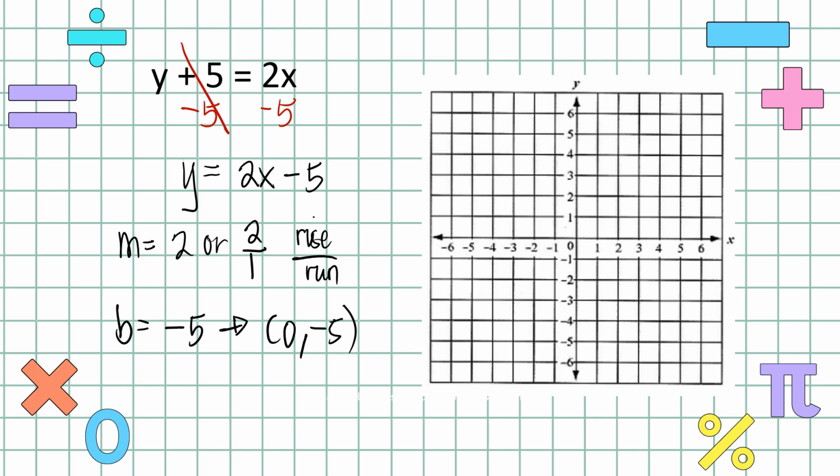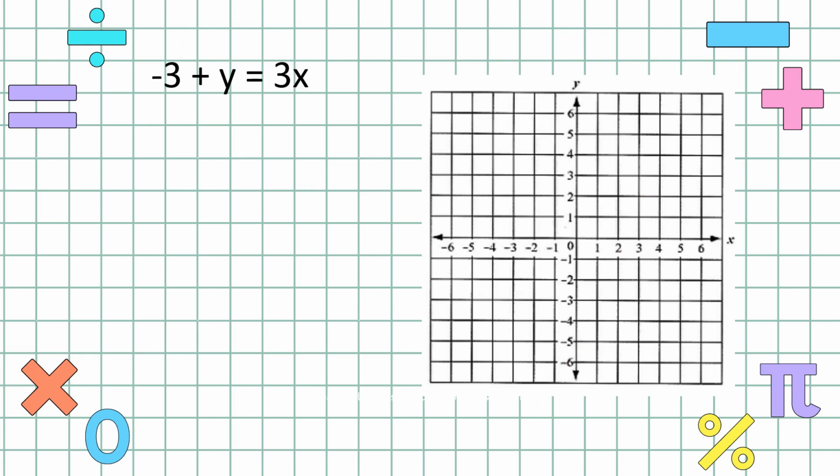Now let's plot the y-intercept first, and here's our y-intercept. Using our slope, which is 2 over 1, it will rise, or move 2 units up, 1, 2, and then 1 unit to the right, since both are positive. But if it's negative, then we move down or we move left. So the second point must be right here. There you go. This is already the graph of our line.